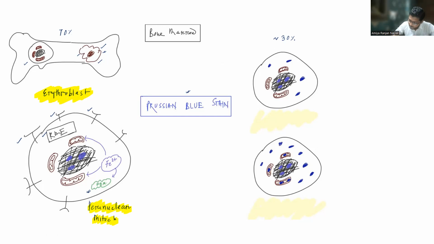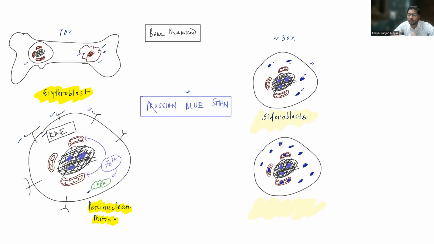As you can see here, this is a developing erythroblast, and after applying the Prussian blue stain, you can see these hemosiderin pigments. This will be present in around 30%, or one third, of the developing erythroblasts, and these are known as sideroblasts. If they ask you what is the normal percentage of sideroblasts in the bone marrow, it is around 30%.